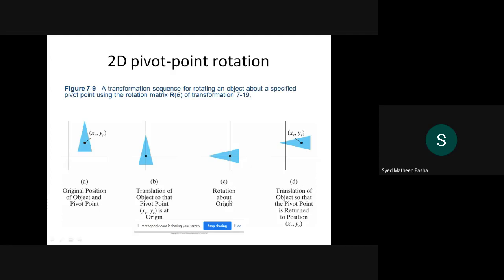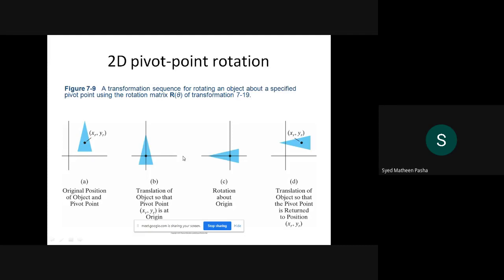So how does this work? The first step is to translate the original position of the object, that is, translate the object so that the pivot point position is moved to the coordinate origin. Suppose I want to move this object with respect to a point to the origin; you need to perform translation there, where the object with respect to the point x and y is shifted to the origin with the help of the translation operation.